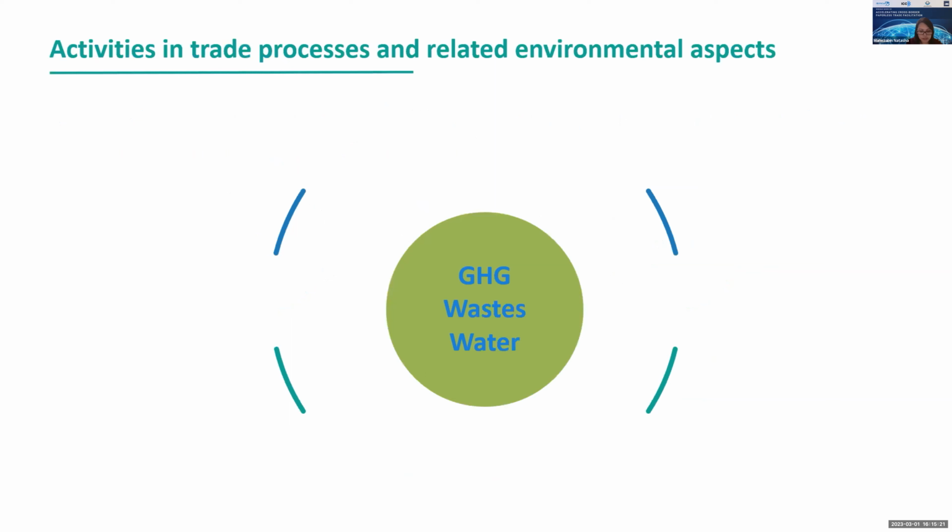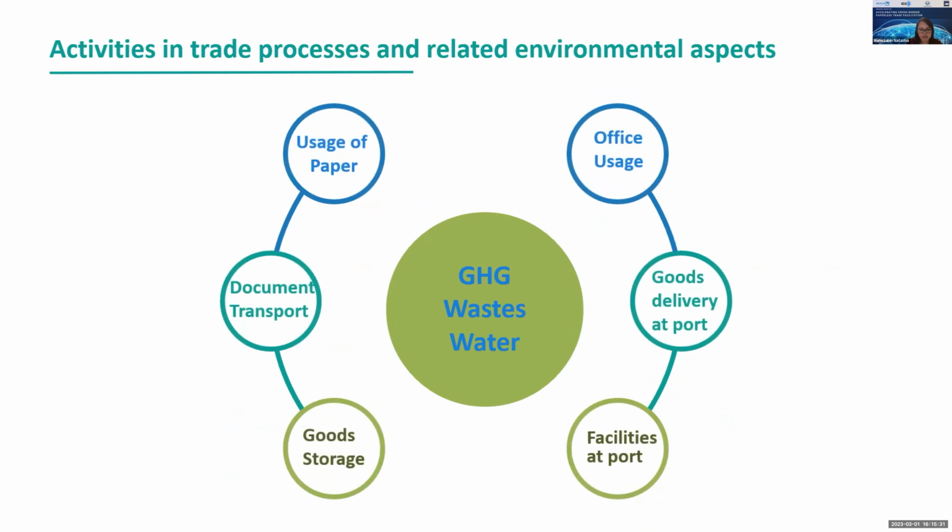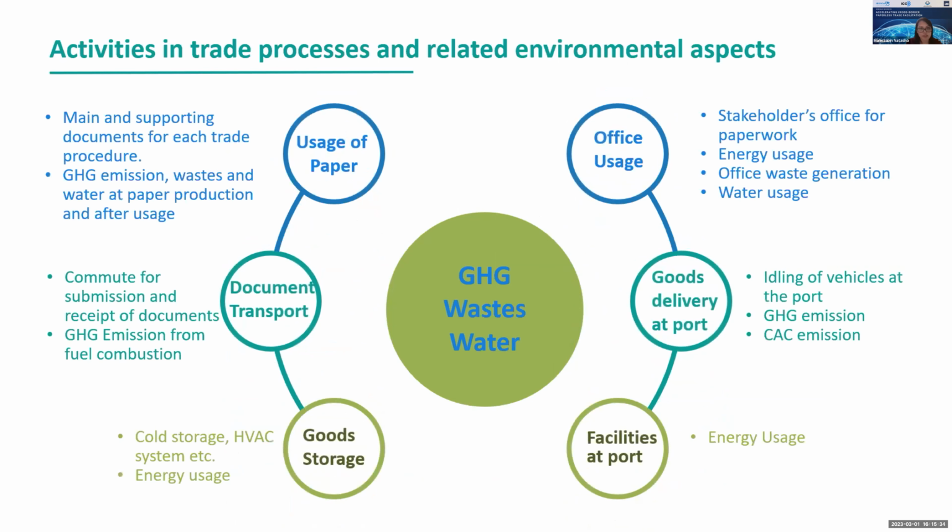So now let's see what are the activities identified within the trade procedures and their related environmental aspects. In a paper-based trade process, first of all, the usage of paper: almost all the traders use a number of main and supporting documents for each trade procedure, contributing to the greenhouse gas emission, waste generation, and water usage at the paper production phase. Also a number of commutes among the different stakeholders' offices for the submission and reception of the different trade documents, which causes the fuel combustion of the document transporting vehicles and ultimately contributes to the greenhouse gas emission.